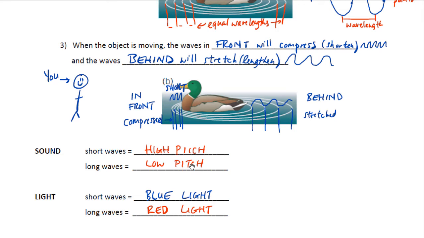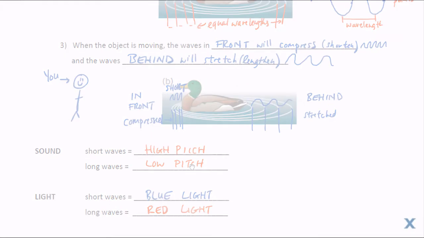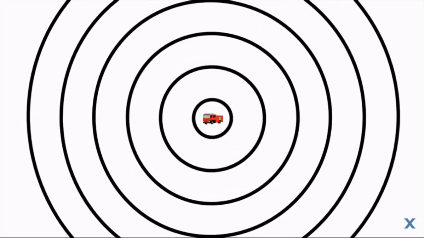So what's going on here? Why are you getting a sudden change from a very high pitch to a low pitch as the vehicle passes you? Well, watch this little animation and it'll give you an idea of what's going on with the wavelengths. So here's a thing that is emitting waves. It could be a fire truck emitting sound, it could be a star emitting light, it could be a duck creating ripples on a pond. Those are all waves, and they all look something like this.